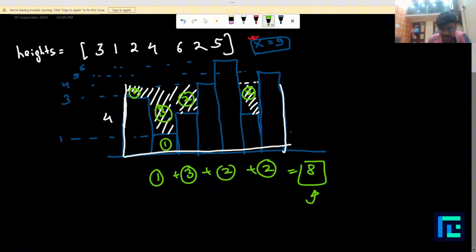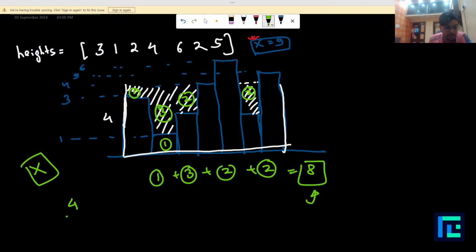Now, this 8 is well within the range of x. The question says that you can maximum use x units of water. Do you want to increase the height of the tank as much as possible? The question says that you can maximum use x units of water. And you can see that this x is well within the range, that is 8 is lesser than equals to 9. So you can always say that, okay, you can always build a tank of height 4.